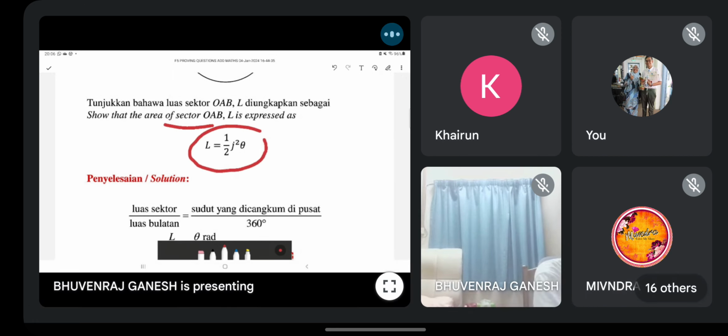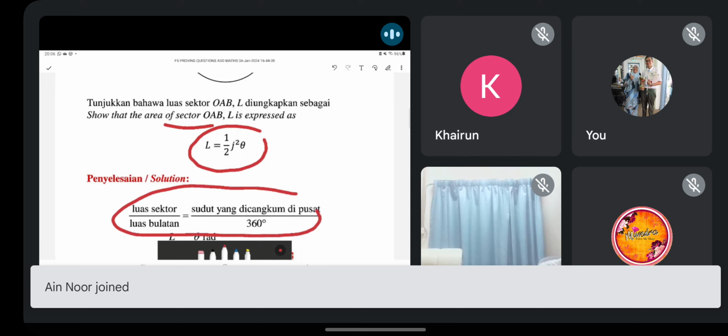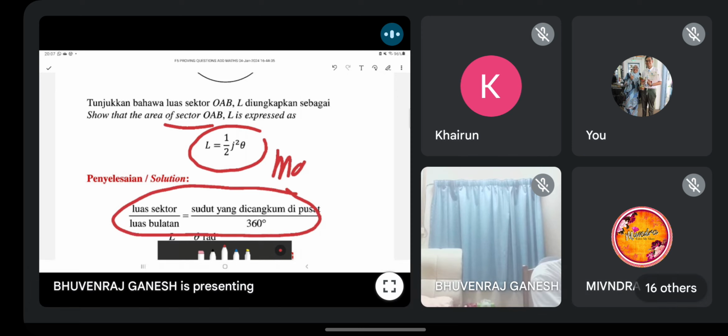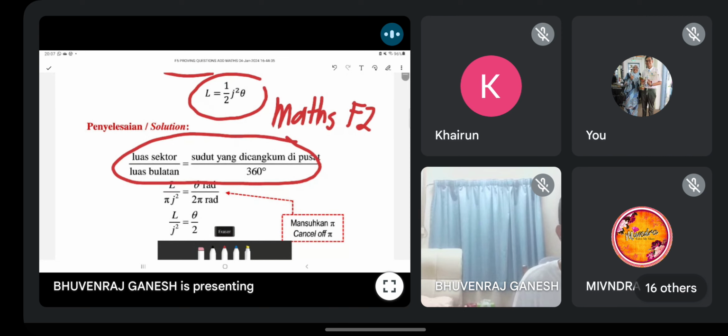So how do we prove this? Again, we use the Additional Maths Form 2 formula. Area of sector over area of circle equals theta over 360.